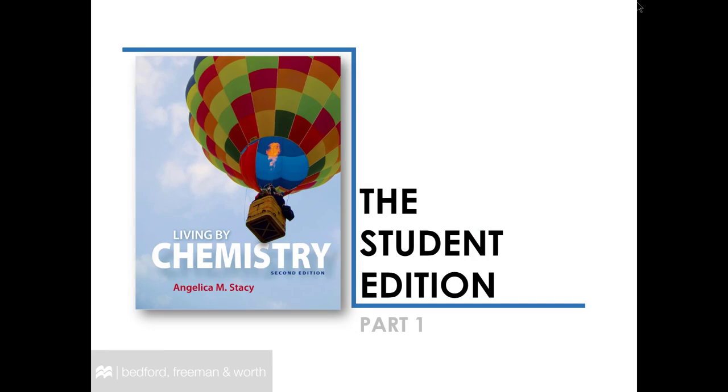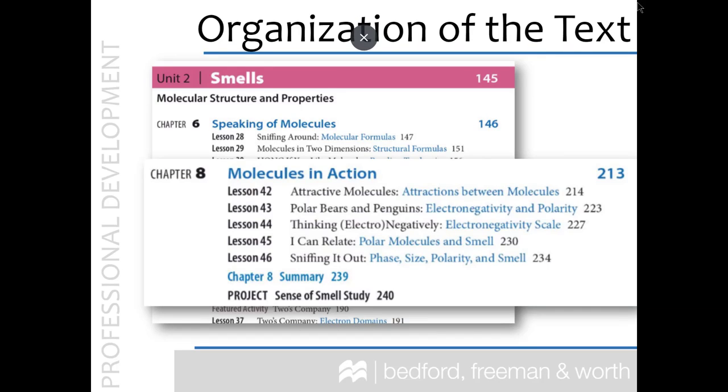Let's start by taking a look at the student edition. The textbook is divided into units: alchemy, smells, weather, toxins, fire, and showtime. Each unit is divided into chapters, and the chapters are divided into lessons. The lessons are each expected to take one class period and include an activity or lab for your students to complete. This will make planning your course much easier.